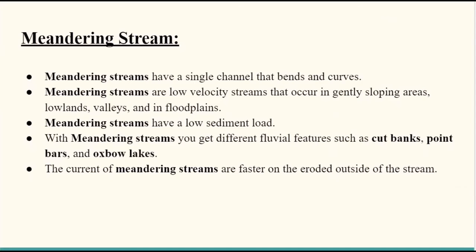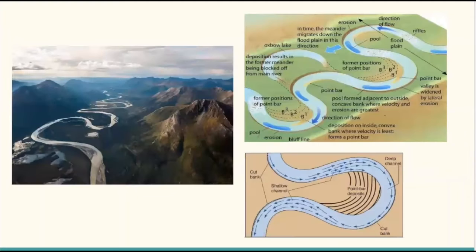Our project was on streams, and this here is meandering streams. Meandering streams are single channels that have bends and curves, low velocity, and usually low sediment load. They feature things like cut banks, point bars, and oxbow lakes. Meandering streams are faster on the outside than the inside. There's a few pictures there and graphs for you.